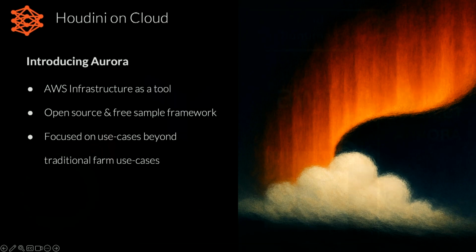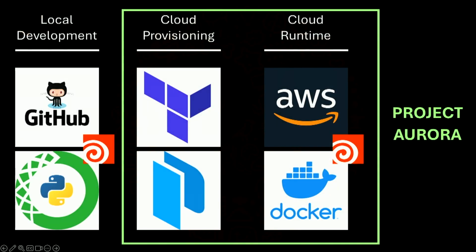So what is it exactly? It's that box that I was talking about. So everything in green, that is what Project Aurora gives you. All of the cloud provisioning, the cloud runtime, all of that configuring is what we're going to give to you so that you as a Houdini user only really need to care about building your Houdini files.